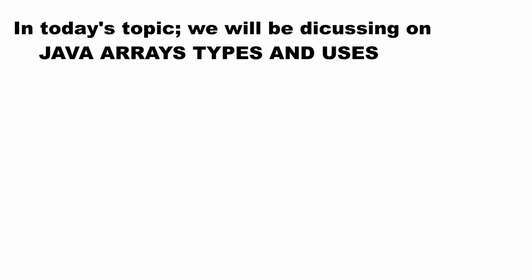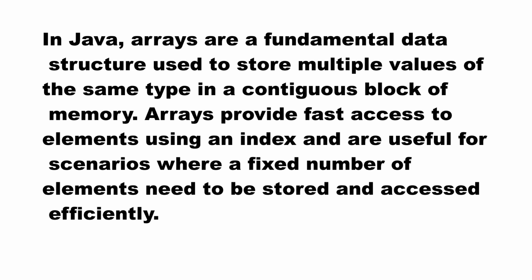In today's topic, we'll be discussing Java arrays, types and uses. In Java, arrays are a fundamental data structure used to store multiple values of the same type in a contiguous block of memory. Arrays provide fast access to elements using an index and are useful for scenarios where a fixed number of elements needs to be stored and accessed efficiently.